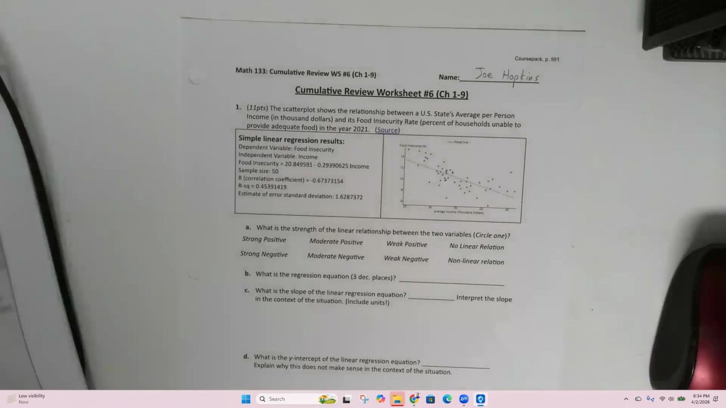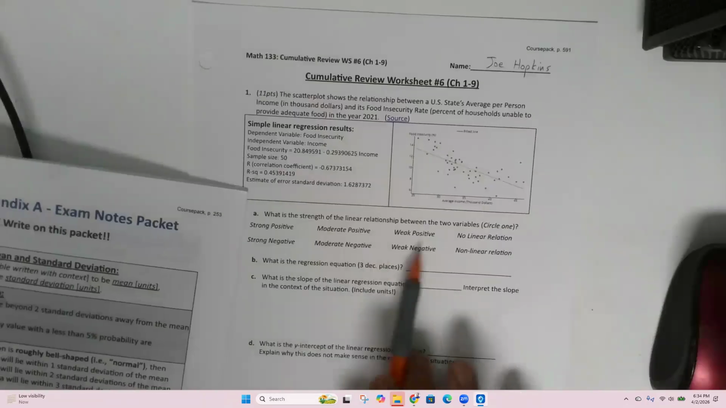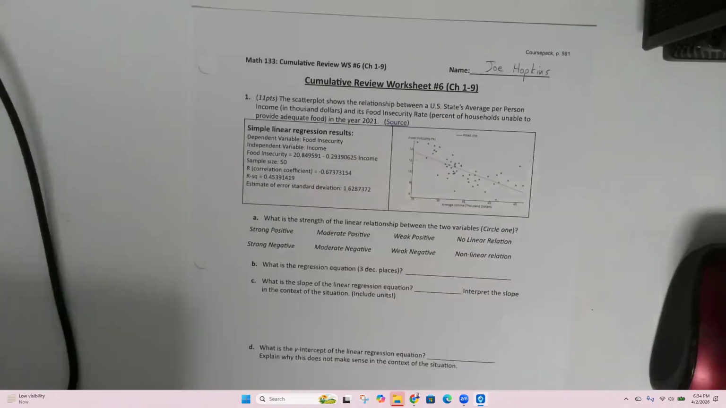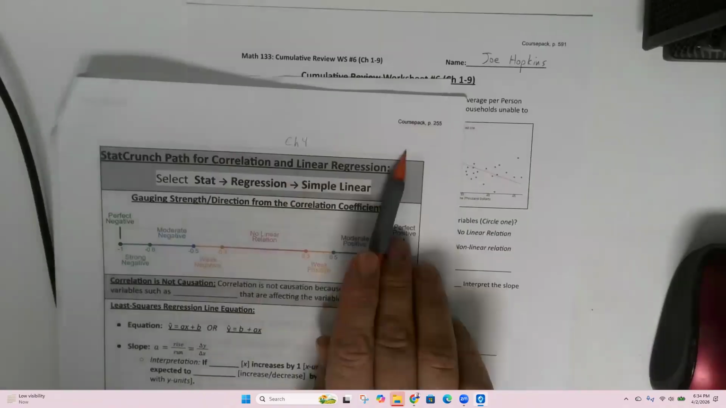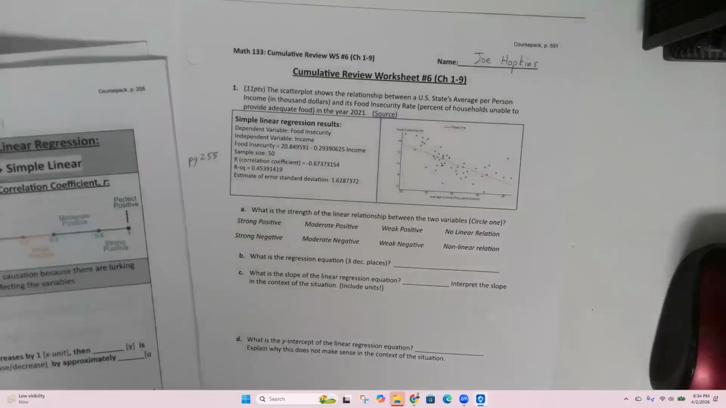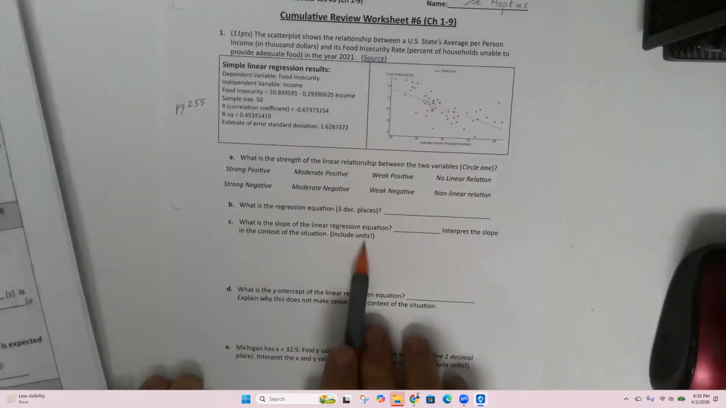Where do I find the number line that is going to help me tell what strength this relationship is? Where do I find that in my yellow exam notes packet? Raya says page 255. Yeah, page 255. That is all of the linear regression stuff. So that's where you'll find the number line for the strength. That's where you'll find the interpretation.